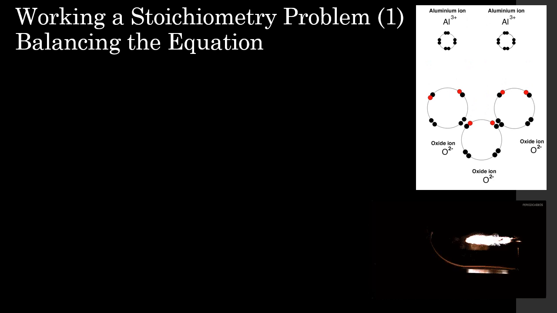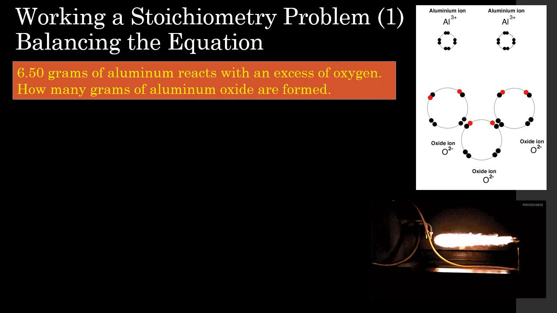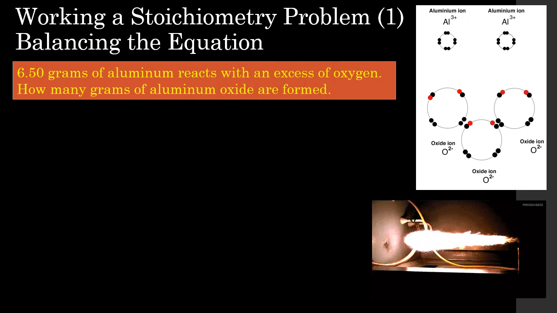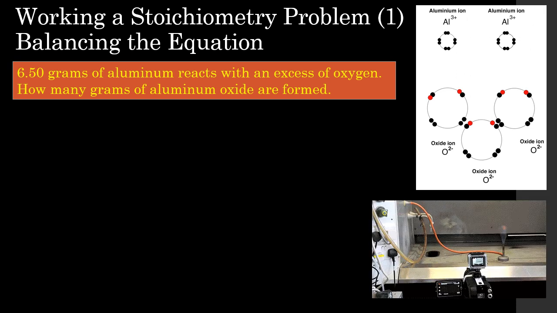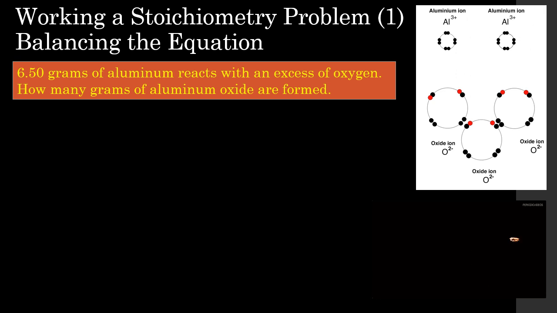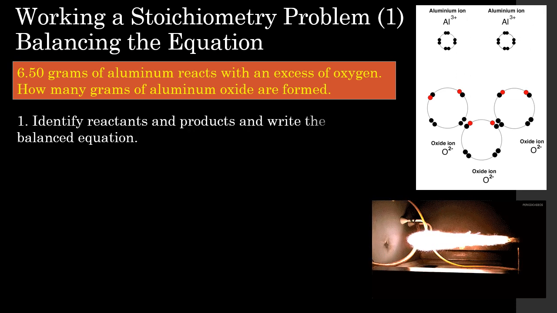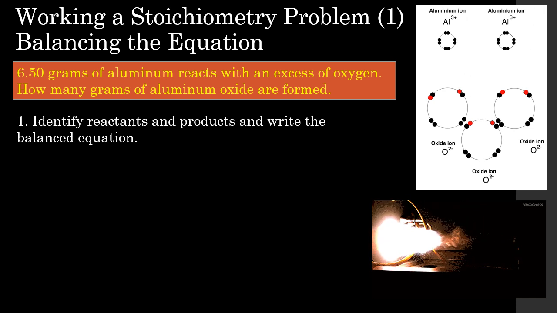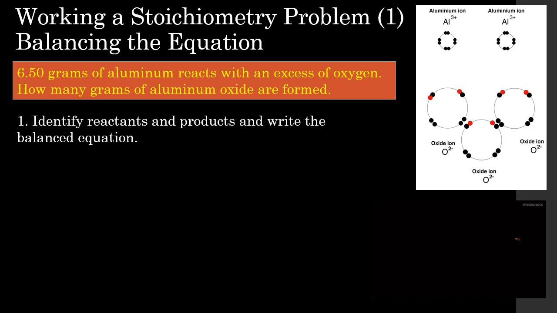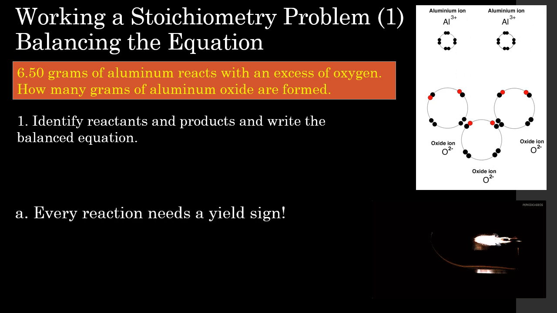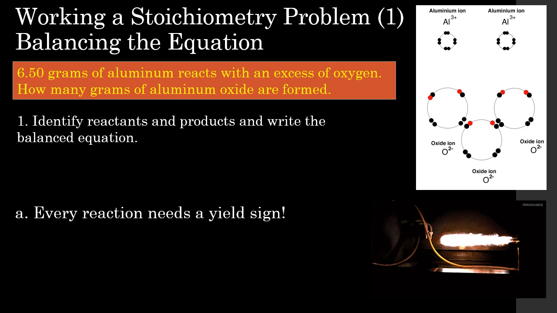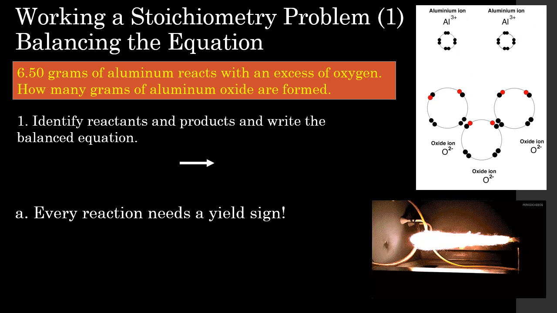So we're reacting aluminium with oxygen here. So if we've got 6.5 grams of aluminium reacting with an excess of oxygen, that just means we're probably getting oxygen out of the air, and we've got unlimited amounts. And you can see this picture down in the bottom right hand corner. Aluminium powder will combust quite well. So if we want to set up our equation, first of all, we want to identify the reactants, and we're going to write the balanced equation. And remember that every reaction needs a yield sign, so that's that arrow.